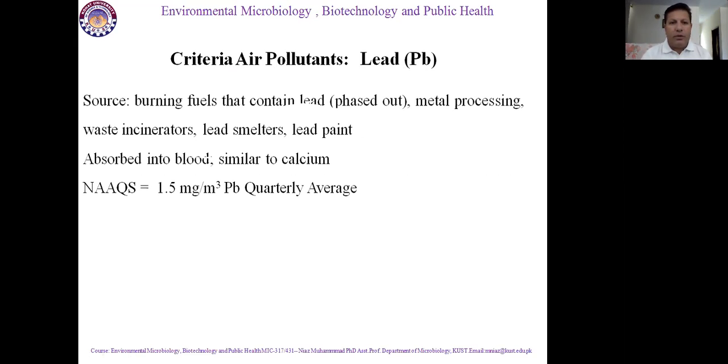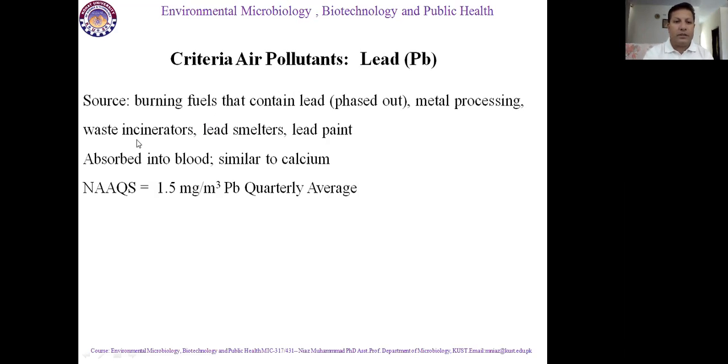So firstly, we will see what is the source of lead in the environment, because we are considering it as an element. It should live on the surface of the earth, inside the earth, but it comes into the air. How does it come? Burning fuels that contain lead. Although it is being phased out, when we are burning fuels, the lead is going into the environment.